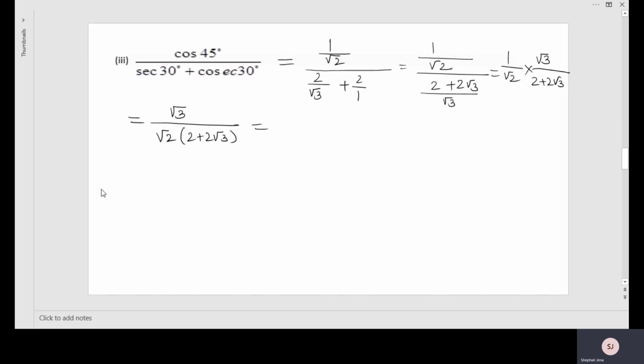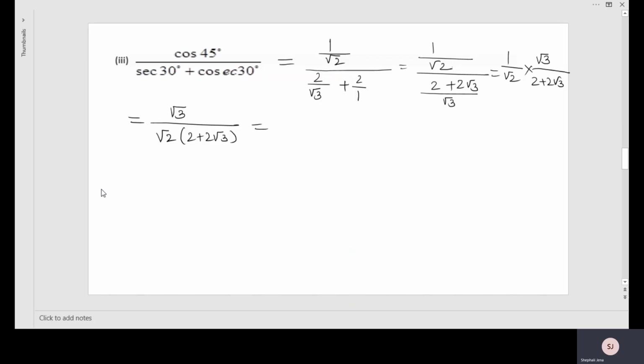Now here in the denominator there are irrational numbers. We have to rationalize the denominator. First this bracket function we should rationalize. After that, the outside of the bracket, another irrational number you should rationalize.